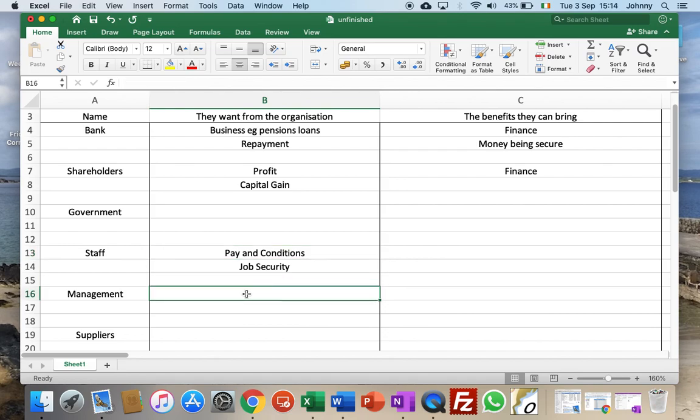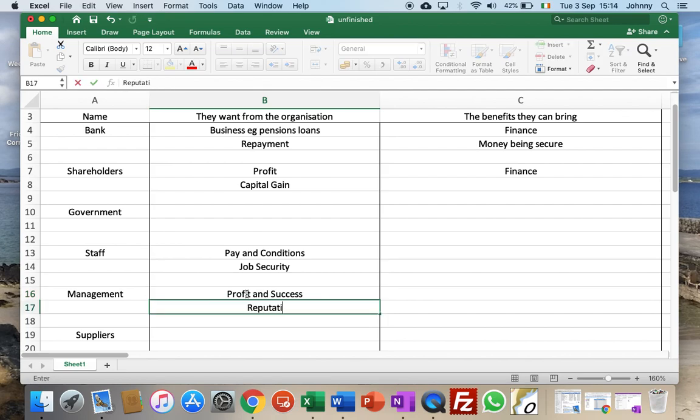Now, management are also looking at profit. They're also looking at maybe business success. They want to become a market leader, a world leader, because that's going to improve the reputation of the manager. The managers and directors are likely to get a job somewhere else because of the success of this business. So that is undermined if we're talking about having to pay the staff more money.